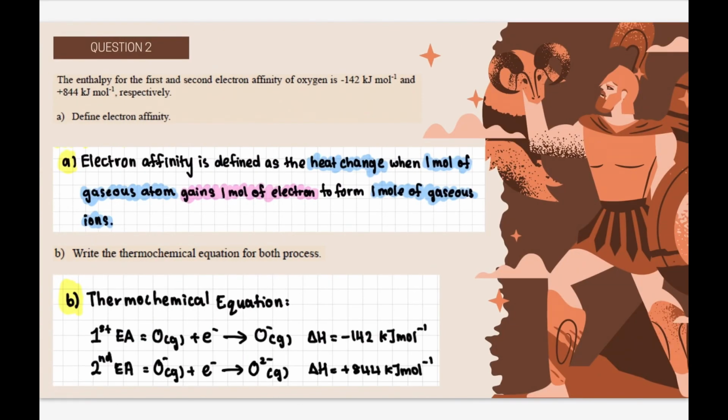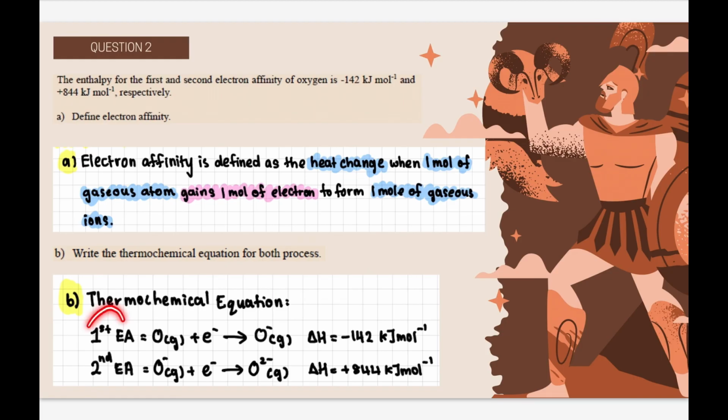Okay, they give data on the electron affinity of oxygen. This one and this one. The question they ask is, how do you define electron affinity? Okay, this one, heat change. Electron affinity is the heat change when 1 mole of gaseous atoms gains 1 mole of electrons to form 1 mole of gaseous ions, with a negative charge. Okay, of course. Alright, so write the thermochemical equation for both, for the first electron affinity and the second electron affinity.